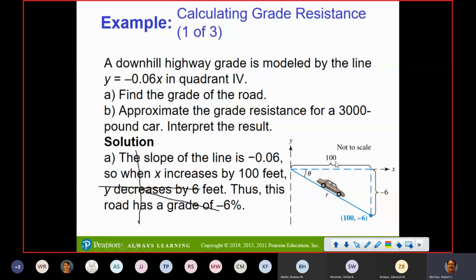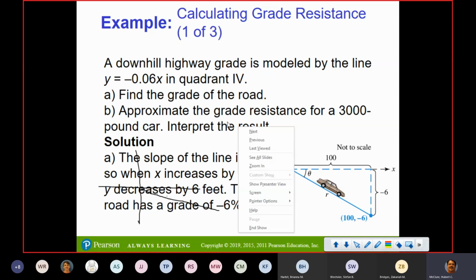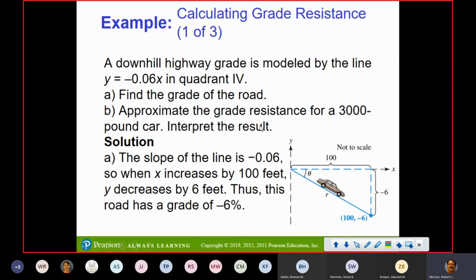And we know for every 100 feet, go down 6, or for every 1 foot, you go down 0.06. However you want to do it, that's fine. You're going to get the same answer, whether you use 1 unit and 0.06 or 100 and 6, however you want to do it. But the main thing is that you understand that the quadrant tells you whether the x is negative or positive, or whether the y is negative or positive.